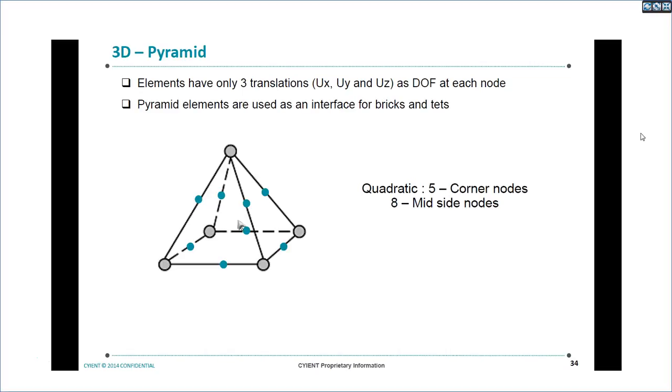And coming to pyramid, here also we have three translations. So it is used as an interface for brick elements, and it is available only in a few software. Definitely, it is available in ANSYS, but I am not sure about other software. So it will have 5 corner nodes and 8 mid-side nodes.